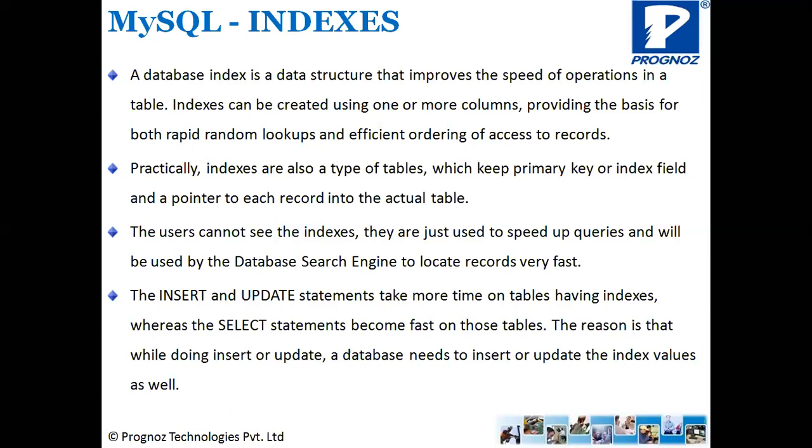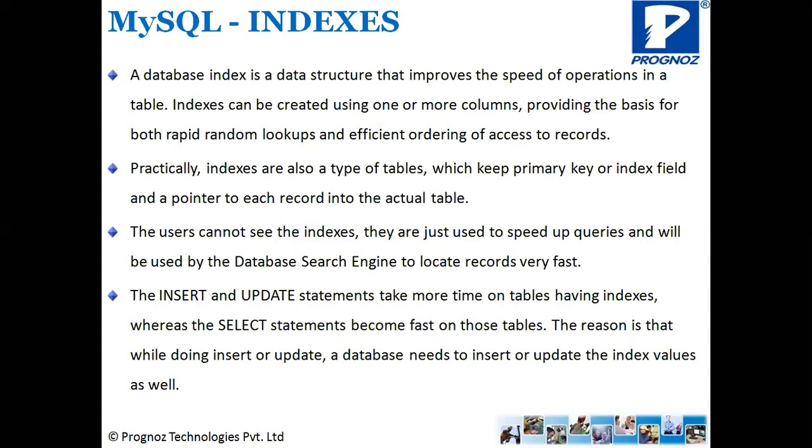Then the users cannot see the indexes. They are just used to speed up the queries and will be used by the database search engine to locate records very fast. Okay, means when we apply indexes on a table, those indexes are not visible to the user. Instead, the database engine will use those indexes to search the data easily. Suppose I have written the query as select star from employee where eid equal to 105, and the employees are not saved in an ordered manner. In that case it will simply find the index of that 105 eid, jump to that specific record, fetch the data and display it to the user. But this process is not externally visible to the client or you can say developer.